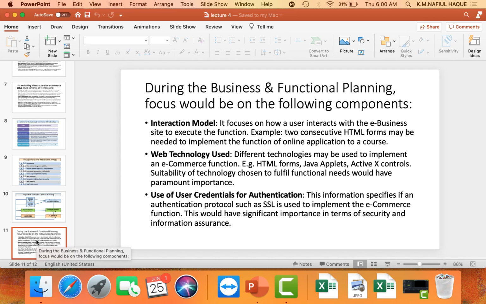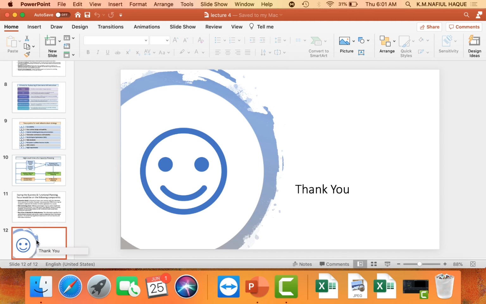So for instance, the interaction model is part of user experience design. Web technology used is the core work of software development teams, and use of user credentials for authentication is a database team task. So with the combination of these people, and techno-functional professionals, you can plan to do your great business.